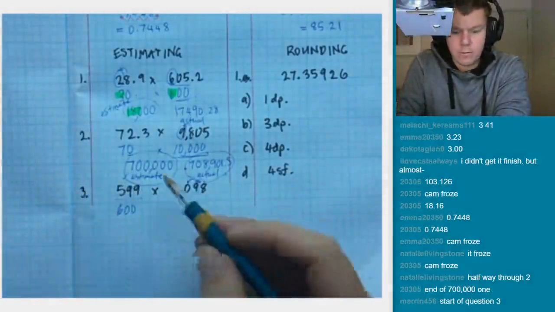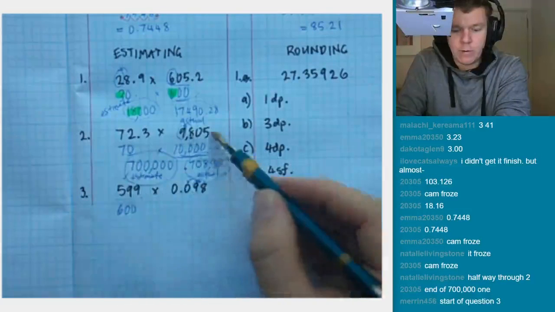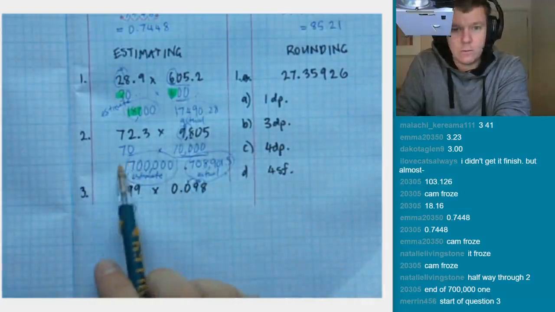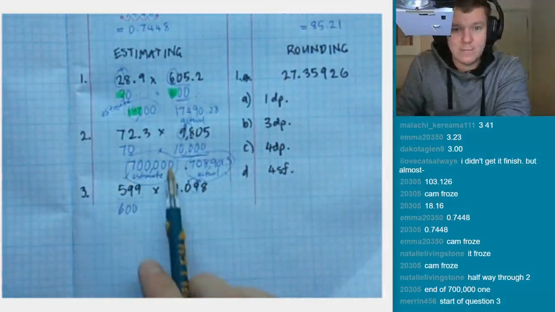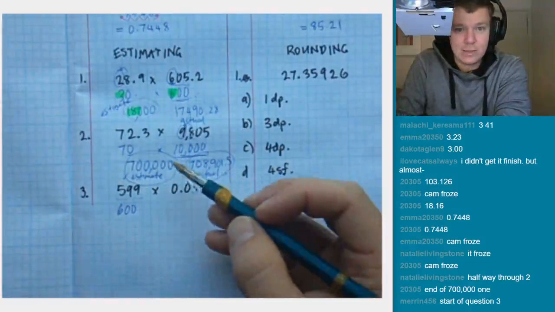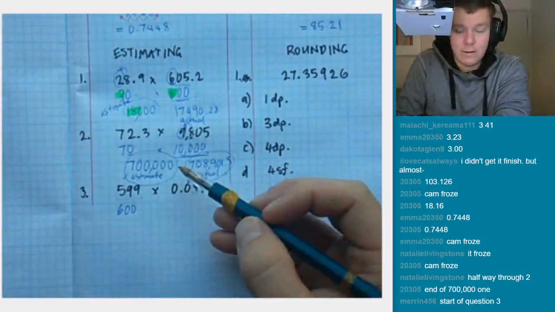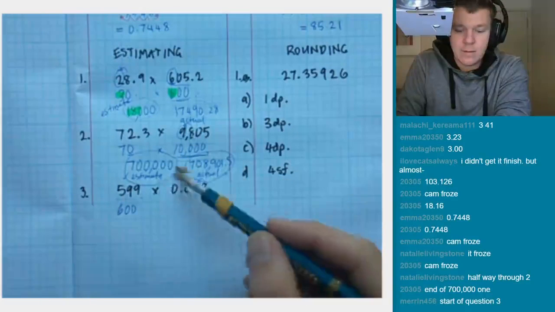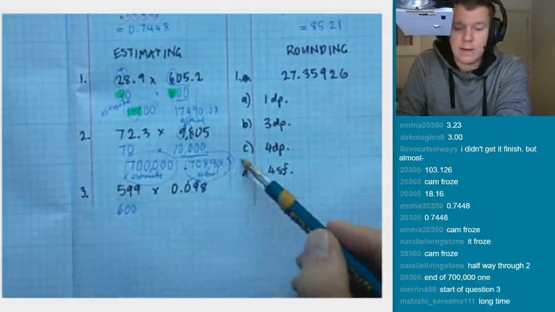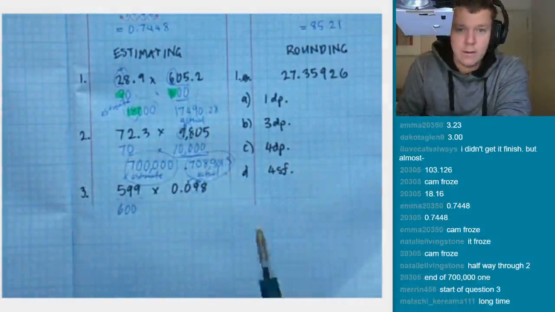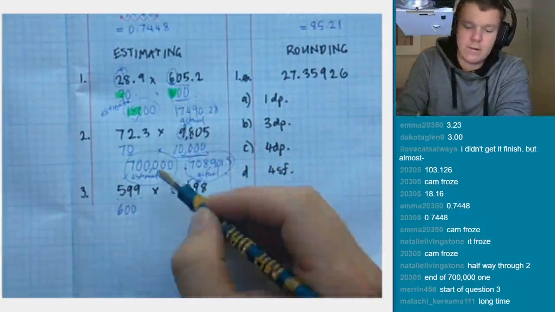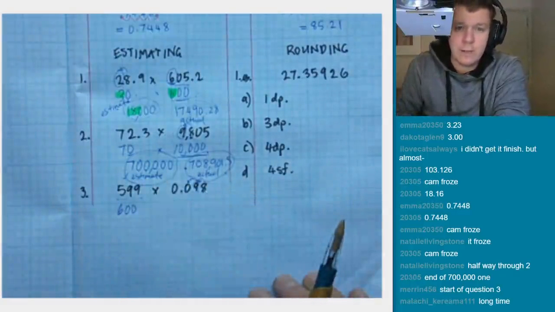Okay, so all that I was talking about with question 2 was that the estimate is just 7 times 1, and then tagging on your zeros, and the actual answer would not get you the point in the test, because they're testing for whether you know how to estimate.